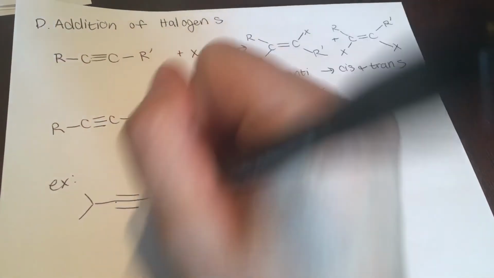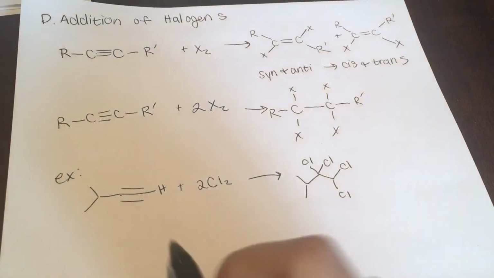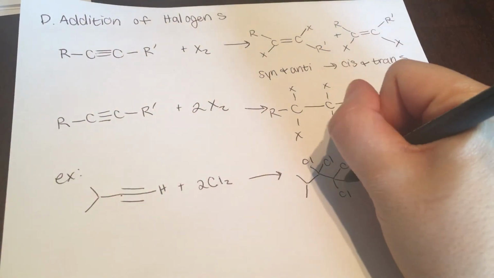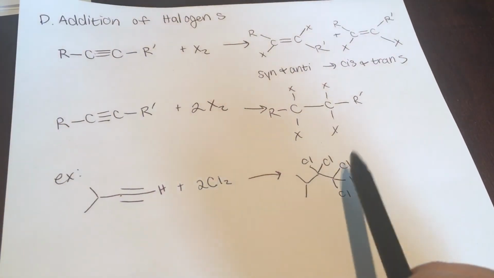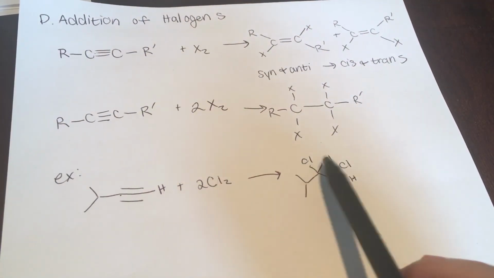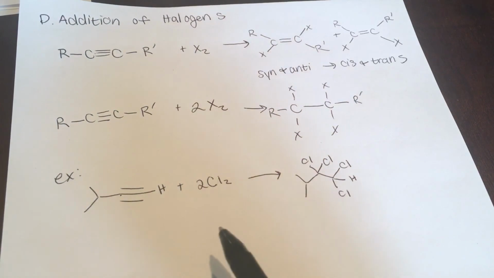Remember we have one hydrogen coming off of this terminal alkyne. So that hydrogen is still right there, but we need to add two chlorines to each of those carbons that were part of the triple bond and get rid of any pi bonds there.